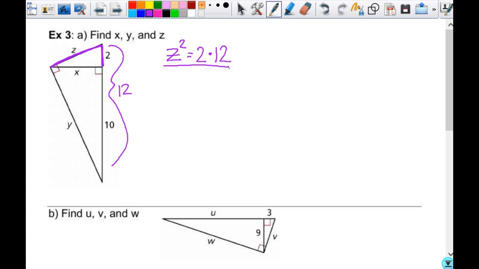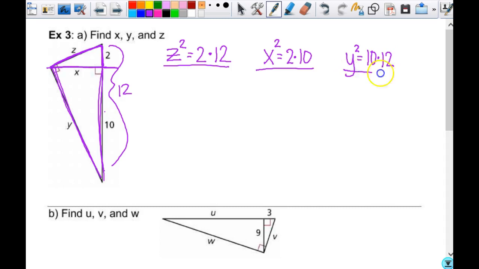Okay? Then I move on to the altitude. So the altitude gets squared. In this case, the altitude is x. It's equal to just the two pieces of the hypotenuse multiplied together. 2 times 10. And I stop. Then I move on to the other one. And that's the other leg. So it's squared. And it's equal to the piece that's attached to it, which is 10, times the whole thing, which is 12. And then I stop.